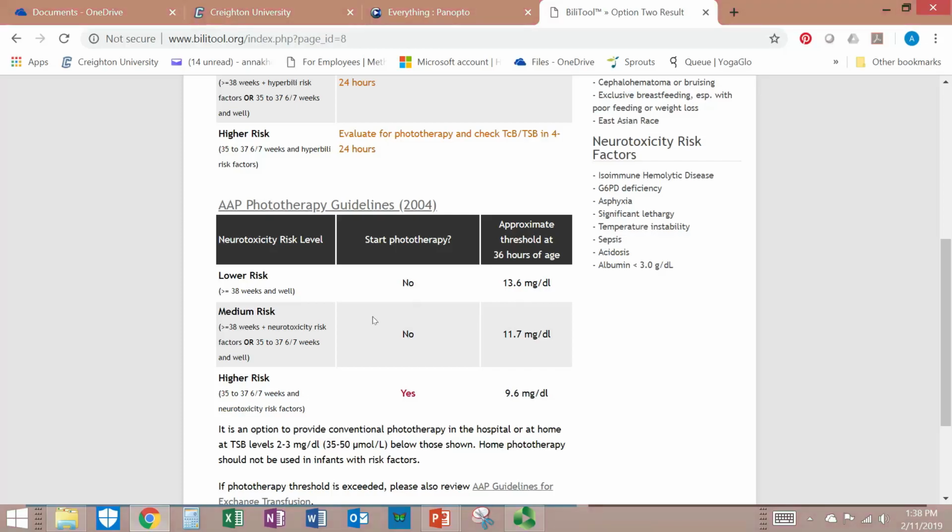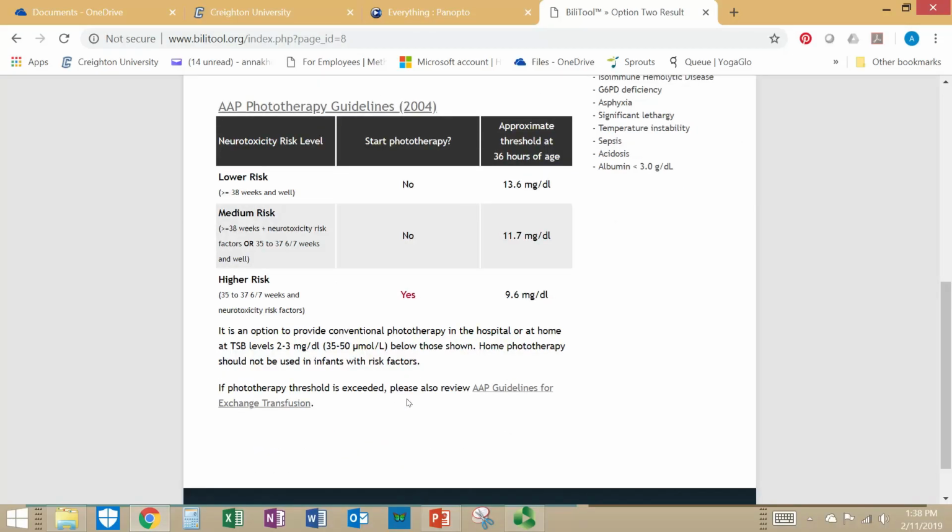As opposed to, let's say we've got a 35-weeker, maybe this 35-weeker has some temps or something like that, where it's questionable, right on the line. We would definitely start phototherapy regardless, because their phototherapy threshold or light level is 9.6. So they have exceeded that, and it is recommended that they go under phototherapy.